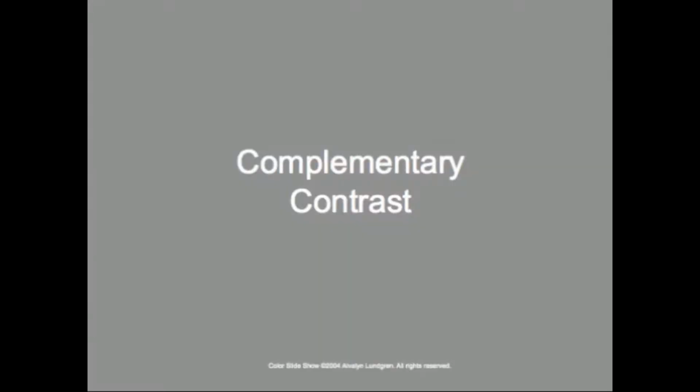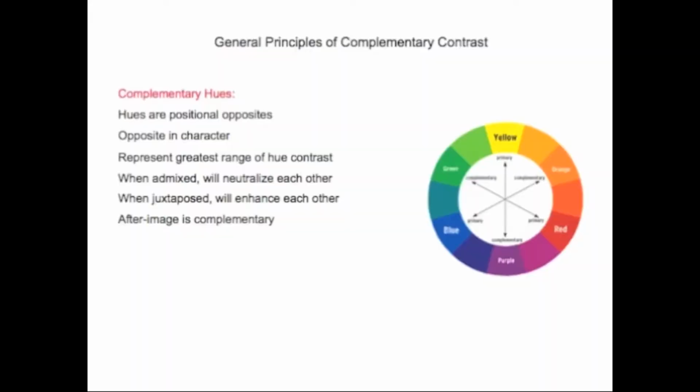So let's talk about complementary contrast. There are a couple general principles of complementary contrast. The hues have to be positional opposites, so you could have a dark green and a pink. You can have a teal and a salmon color, or you can have the fully intense hues. So it's not just the spectral level hues that generate this, it's whether or not the colors themselves are complementary.